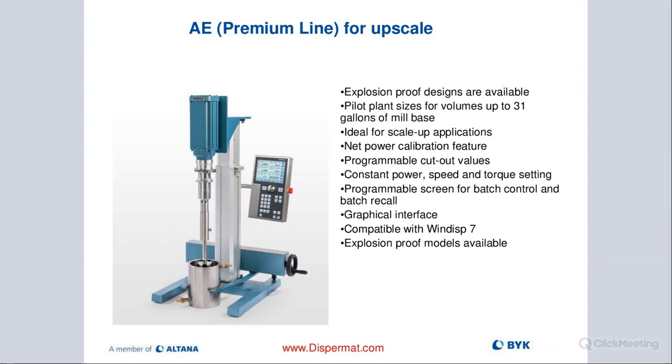So if I go back here on the smaller unit, we can set an upper and lower threshold electronically on the control panel, depending on the container size. And what that does is allow us to safely operate the Dispermat when it's running in between these two thresholds.